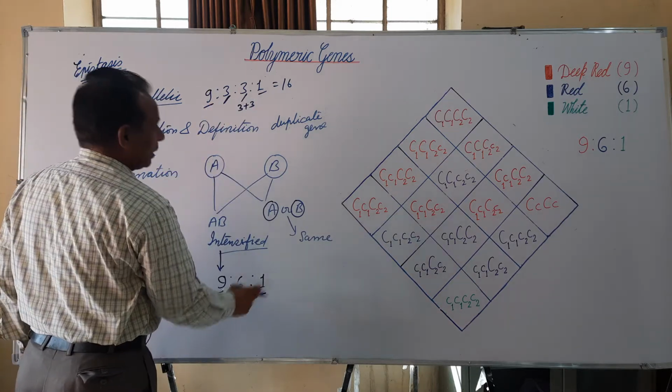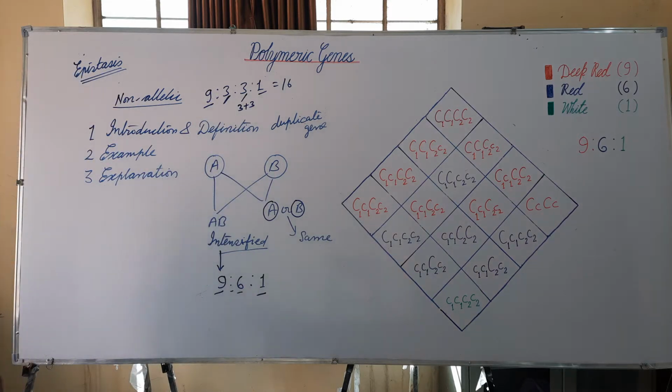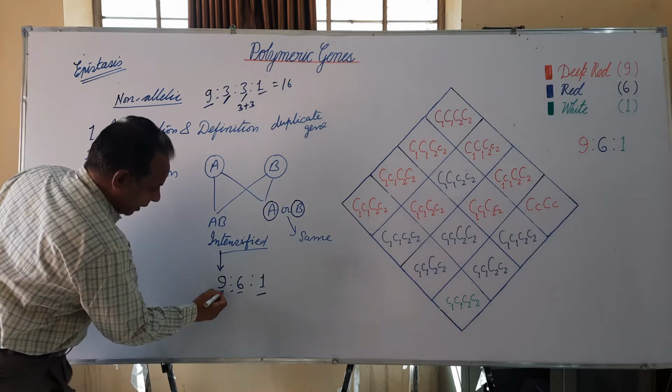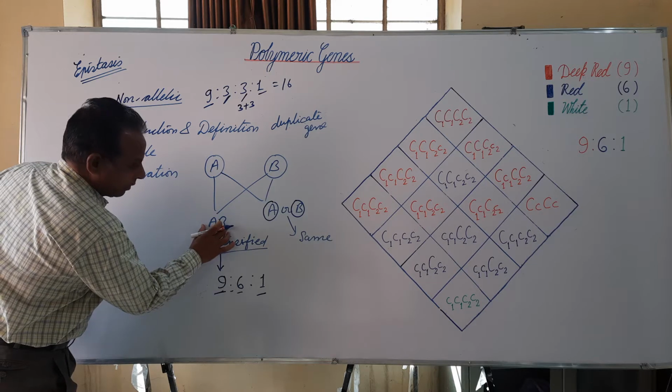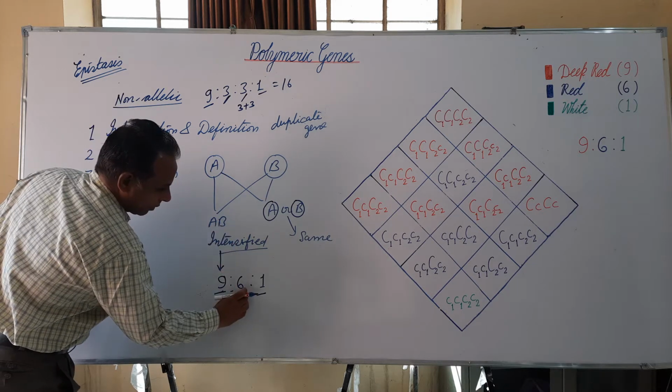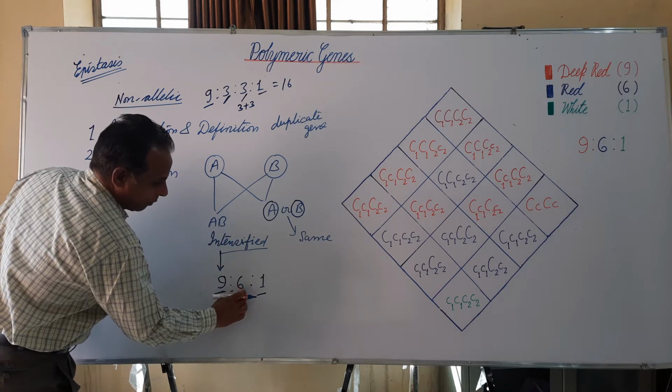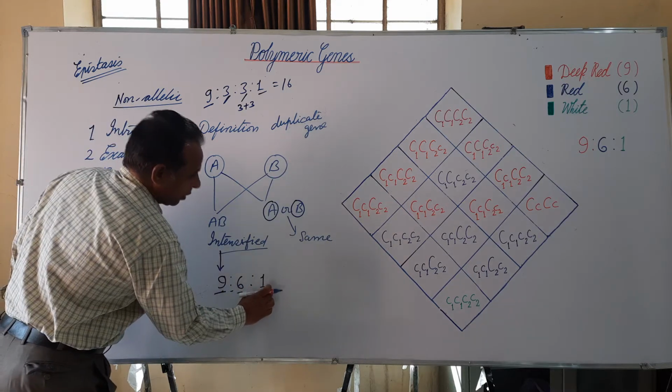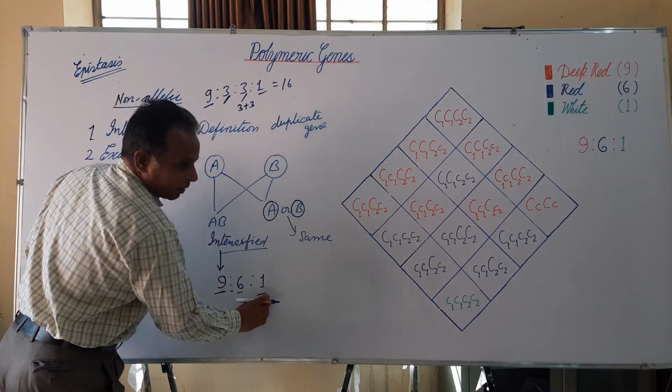So it modifies the typical Mendelian ratio. In this ratio, in 9, both A and B are present. In 6, either A or B is present. In 1, both the genes are present in the recessive condition.